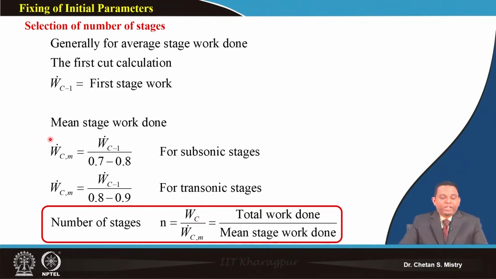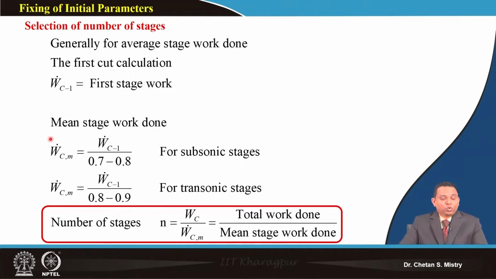For that we can calculate the mean stage work done, which is my first stage work done divided by 0.7 or 0.8. In the same way, suppose I have transonic stages, such as my LP compressor or the initial few stages of the HP compressor. For that, my mean work done can be calculated by dividing by 0.8 or 0.9.